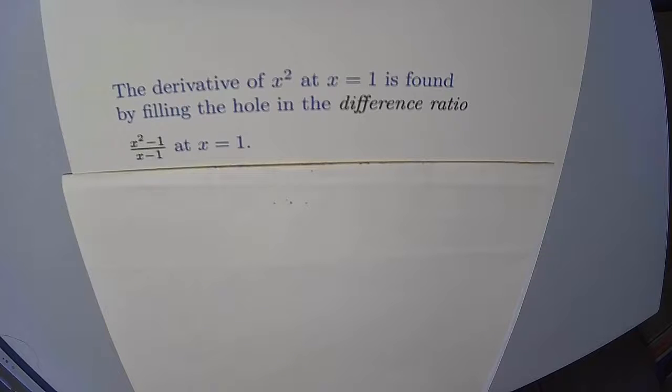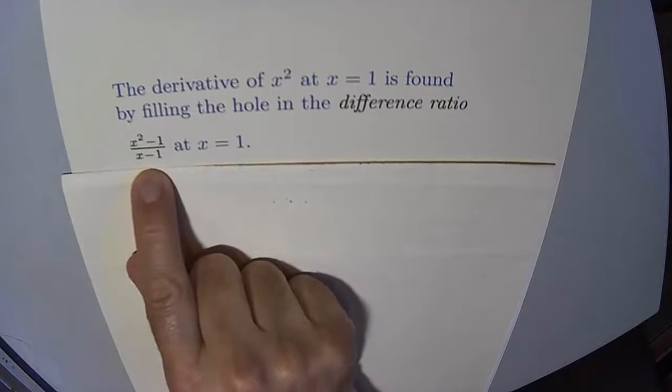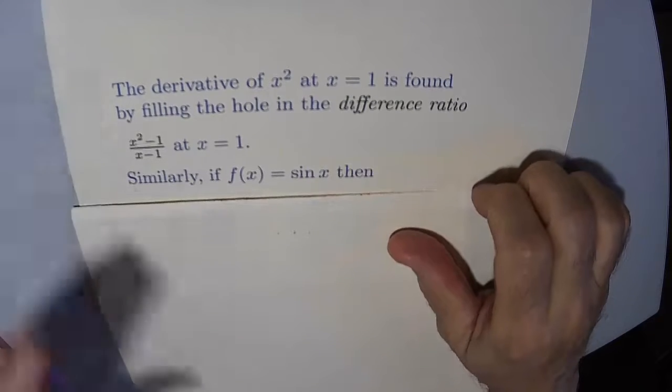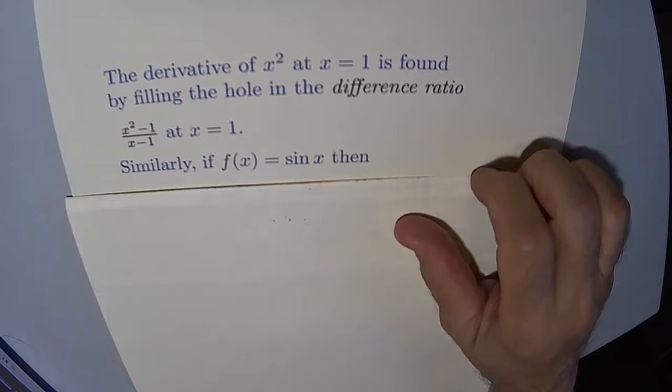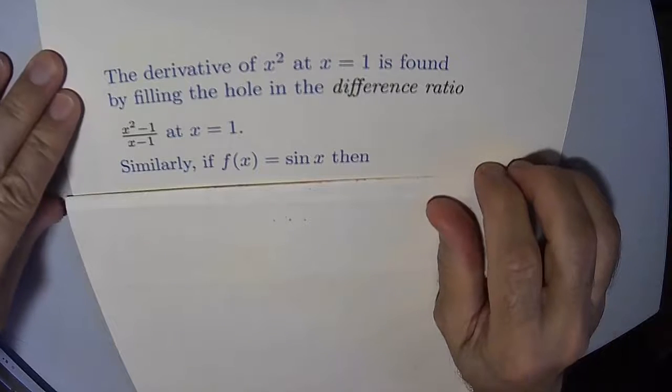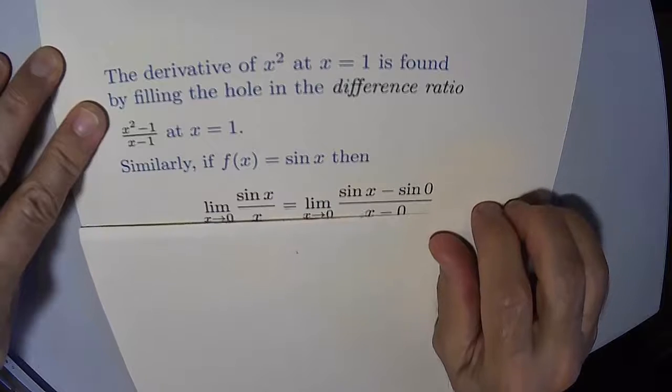Okay, for the simple function x squared at x equal to 1, we figured out that removing the singularity of the difference ratio at x equal to 1, which is the same thing as filling the hole, is tantamount to finding the derivative of x squared at x equal to 1. The same idea works for other functions. It doesn't have to be just x squared. Pick f of x equal to sine of x, and see what happens to the derivative of f at x equal to 0.